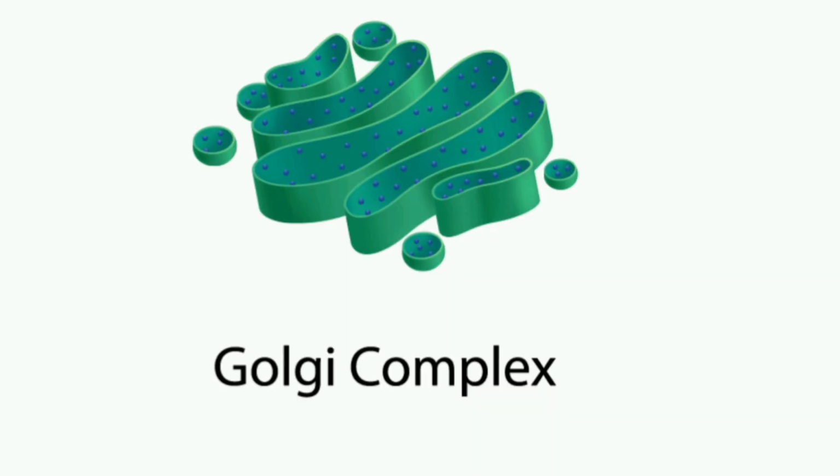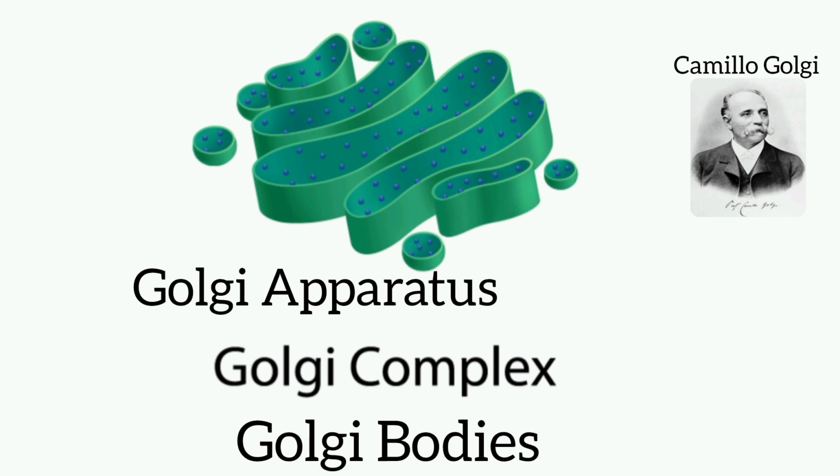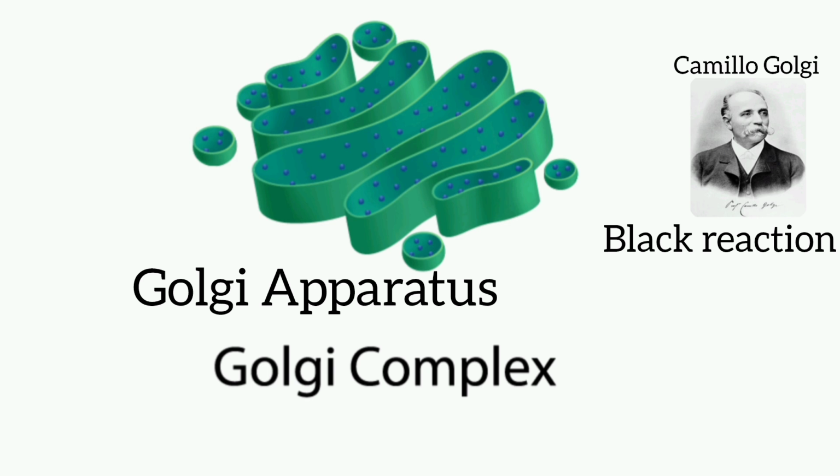Okay, now let us learn about another very important cell organelle, the Golgi apparatus. Do you know what the Golgi apparatus is? The Golgi apparatus is also known as the Golgi complex or Golgi body. It was discovered by the Italian scientist Camillo Golgi, and hence that organelle got the name Golgi apparatus, Golgi complex or Golgi body. Camillo Golgi also invented the famous black reaction. The black reaction is a special technique that uses silver stain to observe nerve cells clearly under a microscope.